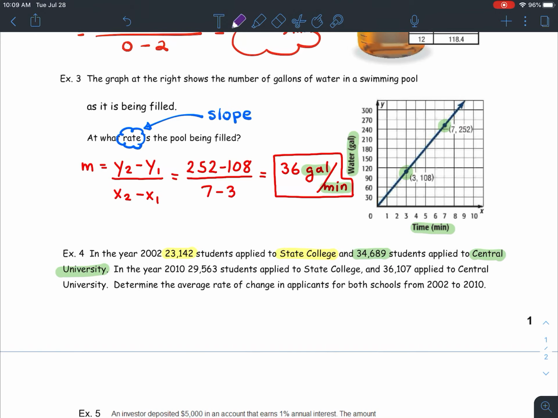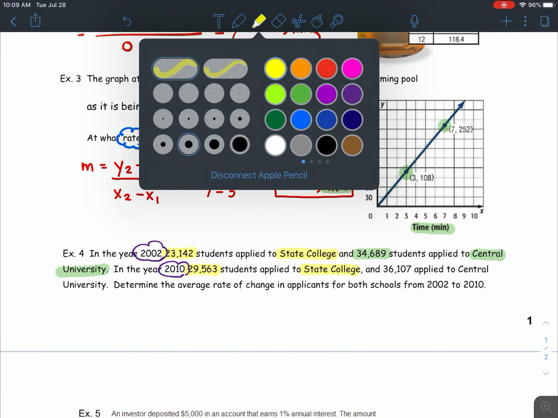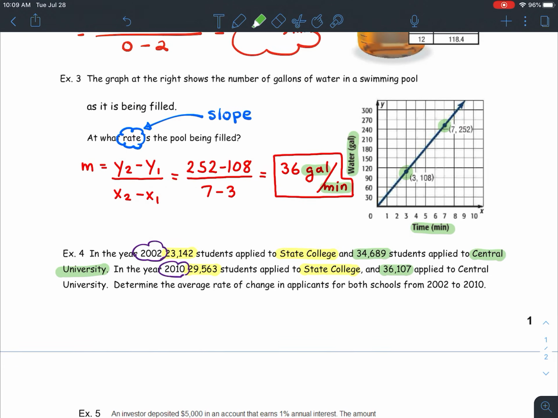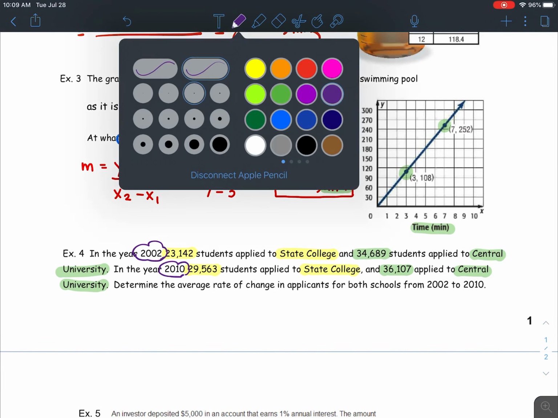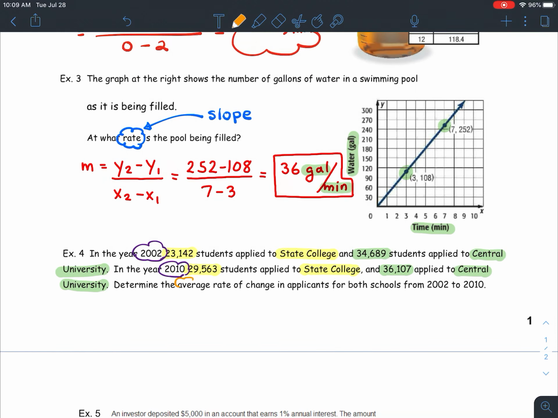Okay, then it goes on and it mentions, so that was for the year 2002. In the year 2010, there were 29,563 students who applied to State College. But in that same year, 36,107 students who applied to Central University. Okay, here's the phrase that you're looking for. Determine the average rate of change. That just means find the slope in applicants for both schools from the year 2002 to the year 2010.